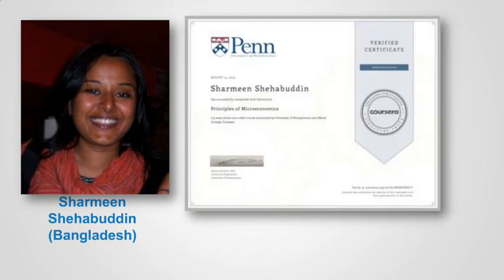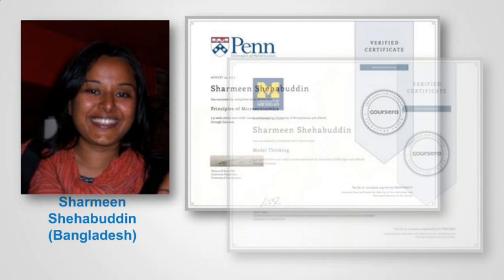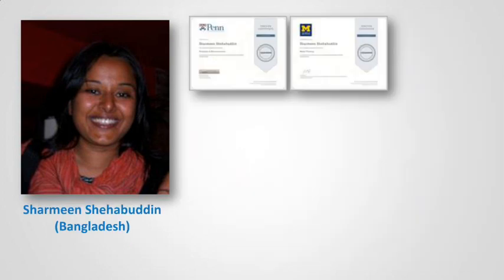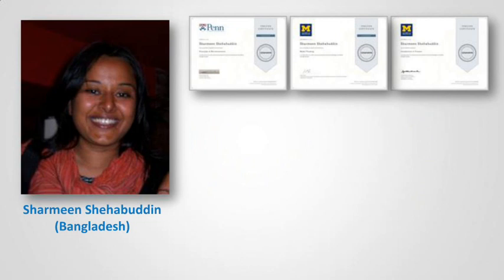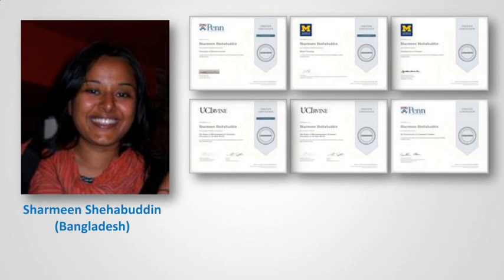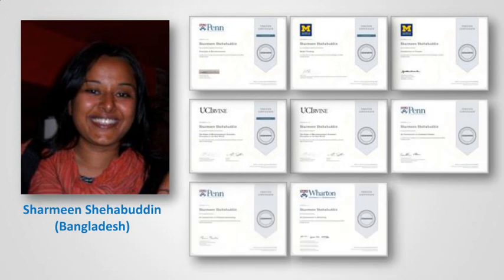And when I spoke with her about 3 weeks ago, she told me it was a very difficult course, but she persevered. And after some number of weeks, she earned her first verified certificate from Penn on principles of microeconomics. She decided to continue and next took a course on model thinking from the University of Michigan. And she didn't stop there. She went on to take another class from the University of Michigan, this time on intro to finance. She then went to UC Irvine and took some courses on advanced economics. Went back to Penn, to Wharton, to take some classes on financial accounting, on business, and finally on marketing.